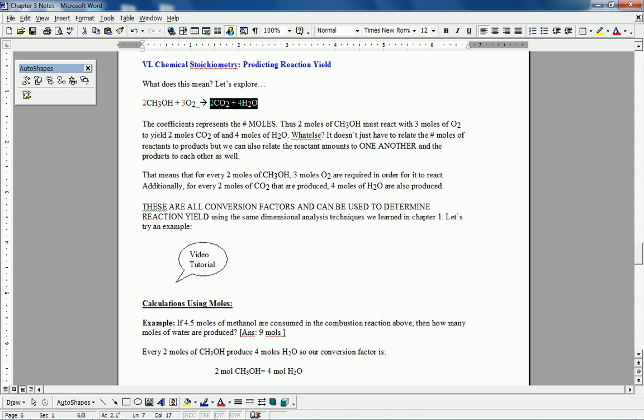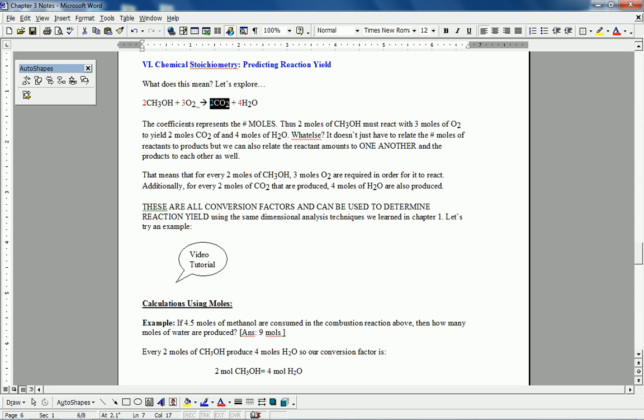You could also say that every 3 O2s will produce 4 H2Os. And again, these values being in mole units. So you could say 2 moles of methanol will produce 2 moles of carbon dioxide. So it's a 1-to-1 ratio. So if I had 10 moles of methanol, I would produce 10 moles of carbon dioxide. Very similar to, again, a recipe.